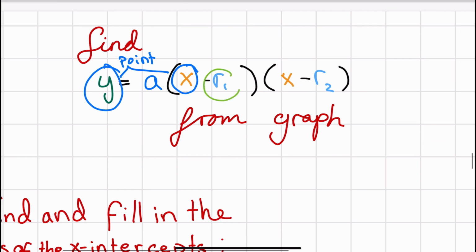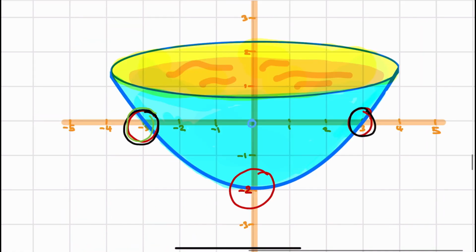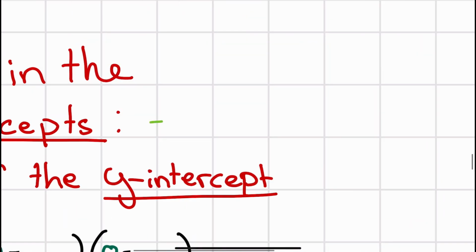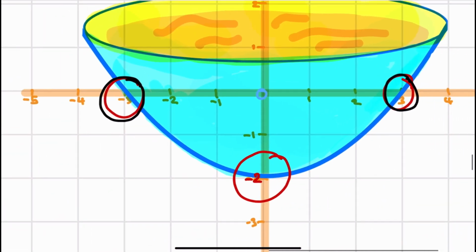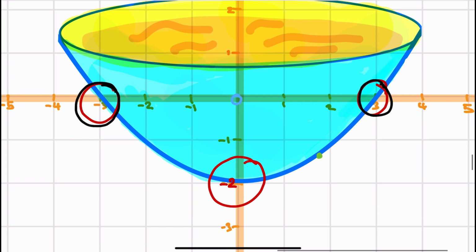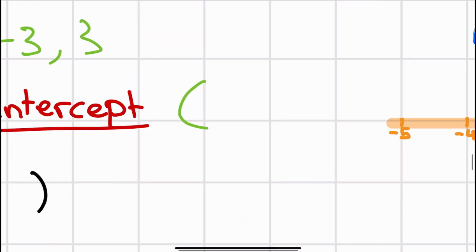These two roots of the equation are the same as the x-intercepts. So -3 and 3. The next things that we can find from the graph is a point which has corresponding y and x values. So you can pick any point here, but if I were to pick something from here or there, I'll probably end up with some kind of decimal. That's why I'm going to pick the y-intercept, 0, -2.